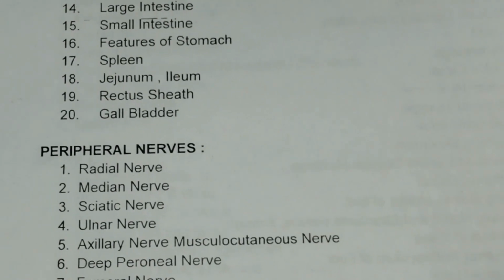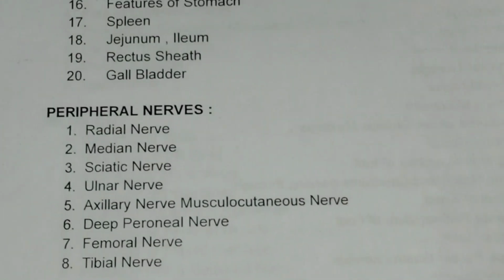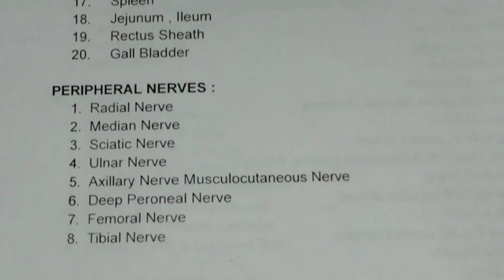Now, let's talk about the important peripheral nerves. The first one is radial nerve. The second one, median nerve. Third one, sciatic nerve. Fourth one, ulnar nerve. Fifth one, axillary nerve or musculocutaneous nerve. Sixth one, deep peroneal nerve. Seventh one, femoral nerve. Eighth one, tibial nerve.